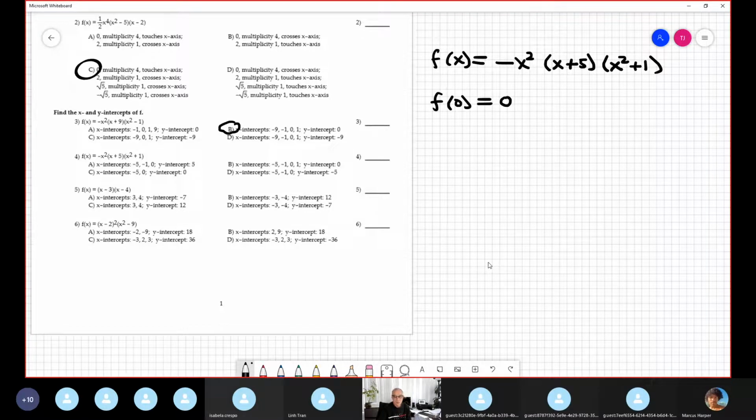In order to find the x-intercept, you enforce it to be equal to 0. It's obvious that this factor is not important. And also I saw that this factor is also not important. Do you see why?